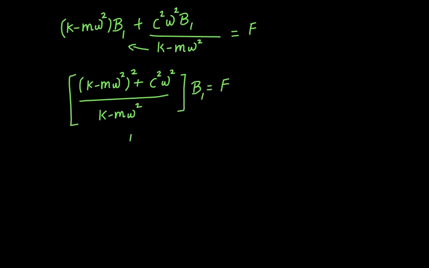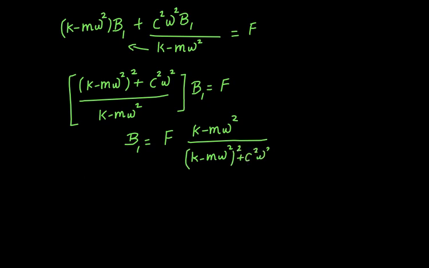So please tell me what is B1. It's very simple. It's F into (K minus M omega squared) divided by (K minus M omega squared) the whole squared, plus C squared omega squared. That's the value of B1.